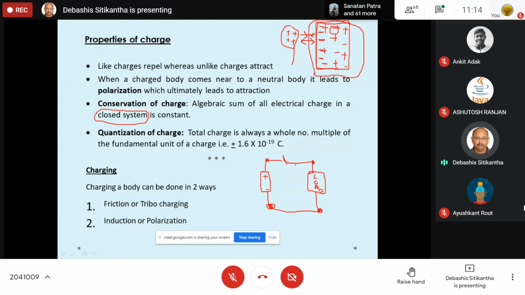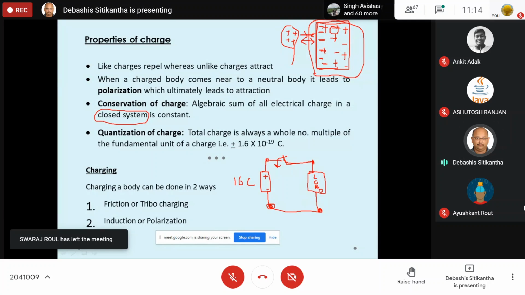Now the switch is open, so this is simply known as an open circuit. The moment I close this switch, it is going to form a closed electrical circuit. Now this particular property of charge is called conservation of charge. It says that the algebraic sum of all electrical charge in a closed system is constant. Let us say that this battery is capable of delivering 16 coulombs of charge.